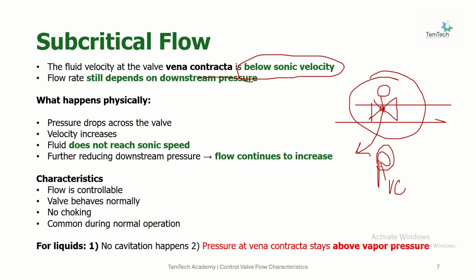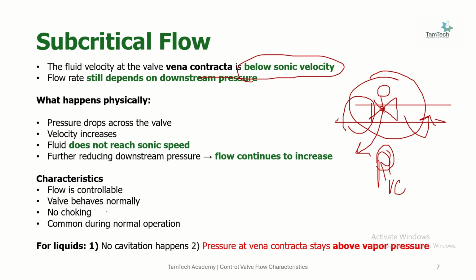If it's below sonic, or let's say the sound velocity, it is in good condition. It means your flow rate still depends on your downstream pressure at this side. If you remember, in the critical flow or choke flow, it was vice versa. We said that it only depends on the upstream conditions, not anymore the downstream conditions. But what happens physically? Your velocity increases, the fluid doesn't reach the sonic speed, and you can further reduce your downstream pressure as well, and flow will continue to increase.